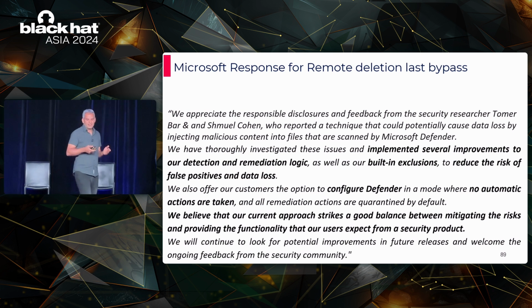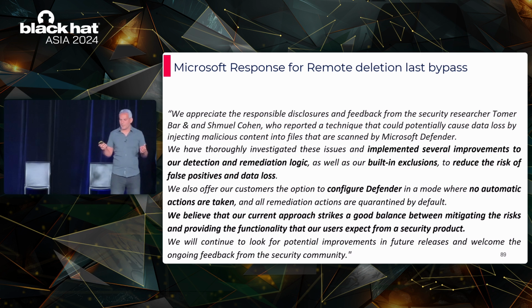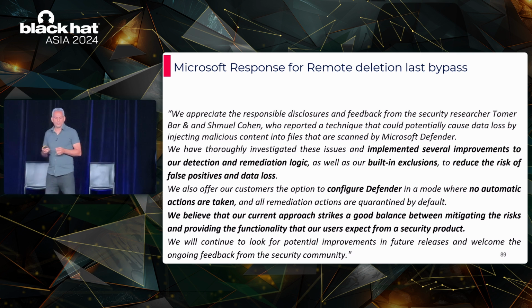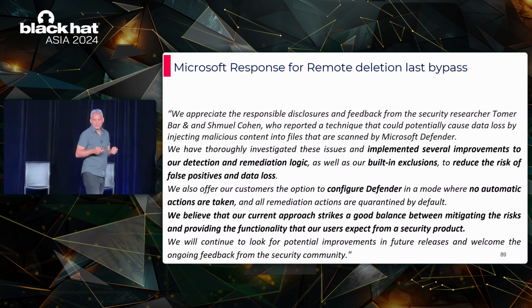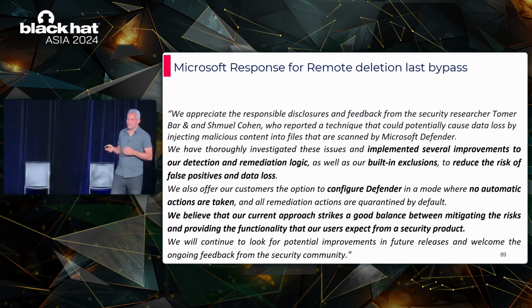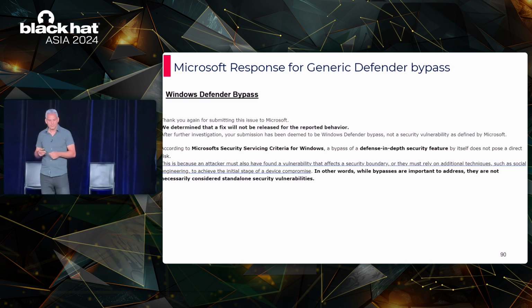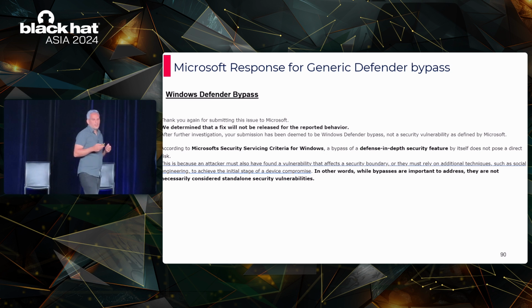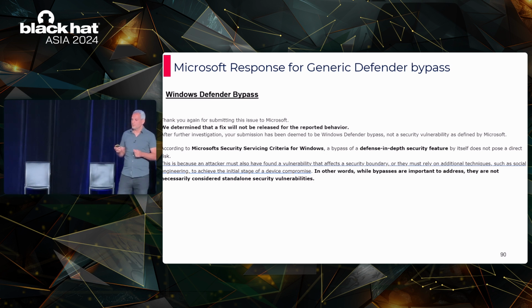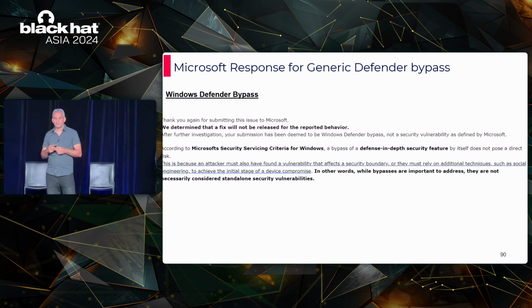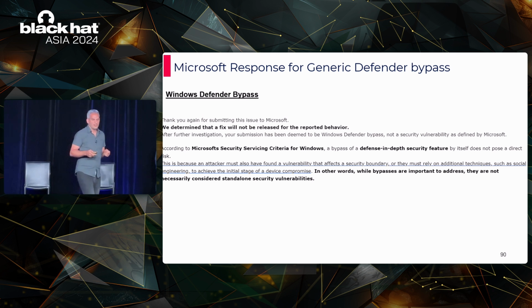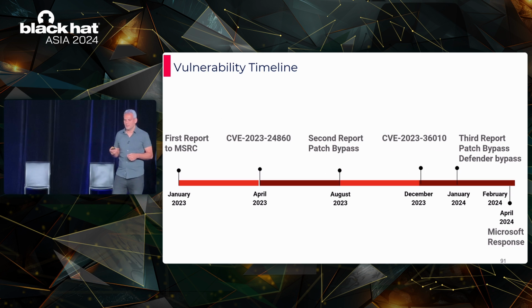So Microsoft thanked us and confirmed all bypasses, but decided not to fix the last one and not to release the third CVE. Instead, they added improvements and configuration to reduce the risk of false positives and data loss. Here is the full response. Regarding the Defender bypass, Microsoft confirmed the generic bypass, but decided not to fix it, since the attacker must also achieve initial access to the device before the attack.